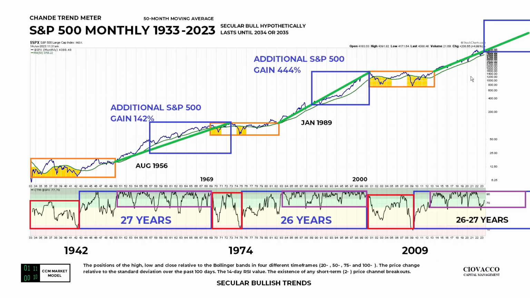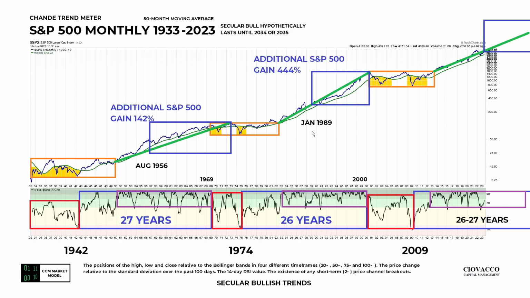And based on the data in front of us, we can make an argument that the present day, June of 2023, is similar to January of 1989, also within the context of a secular trend. From January 1989 to the peak in 2000, the S&P 500 gained an additional 444%.